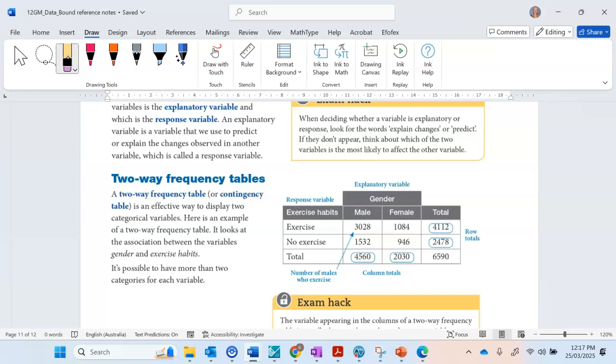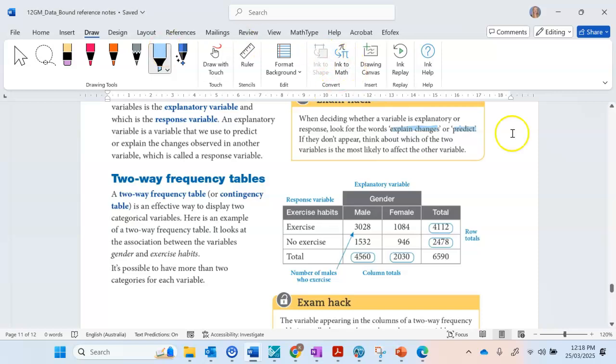So think about it also in terms of study. If you study more, you're probably going to get a greater result. It's not the other way around. You don't get your test result back and then all of a sudden the number of hours you studied changes. So always think about, well, which one is influencing the other. Sometimes words are used, so we can see in this exam hack, we can see explain, changes or predicts, and that can help us decide on which one is which.